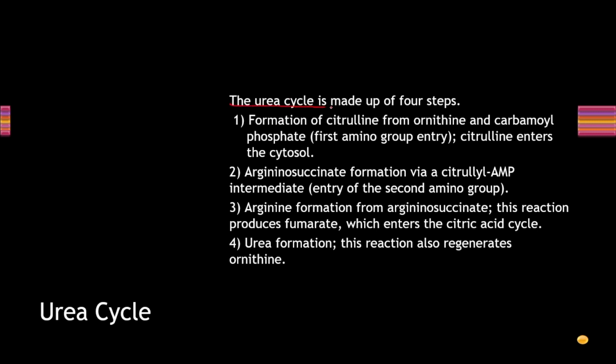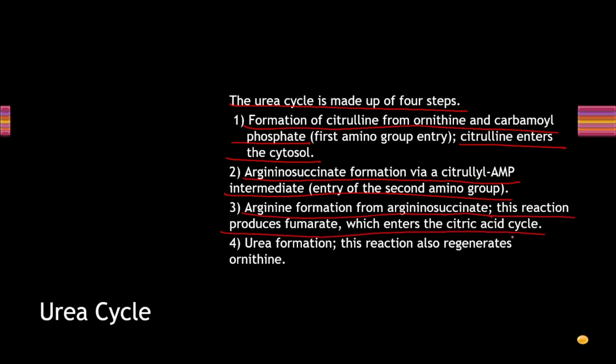So the urea cycle is made up of four steps: the formation of citrulline from the ornithine and carbamoyl phosphate. Citrulline enters the cytosol. Then we have the argininosuccinate formation via citrulline-AMP intermediates, and the arginine formation from the argininosuccinate. This reaction produces the fumarate, which enters the citric acid cycle, and then the urea formation. This reaction also regenerates the ornithine.